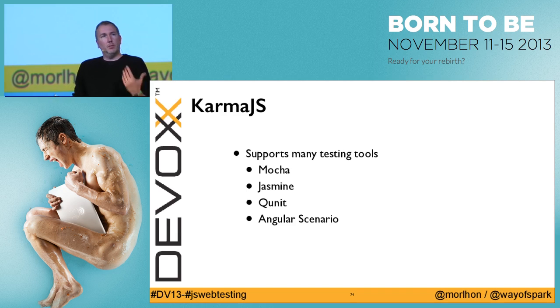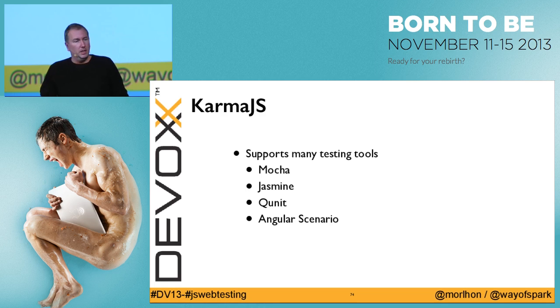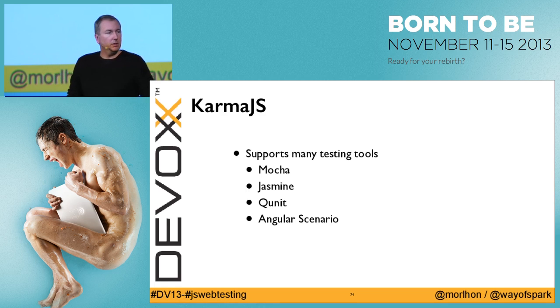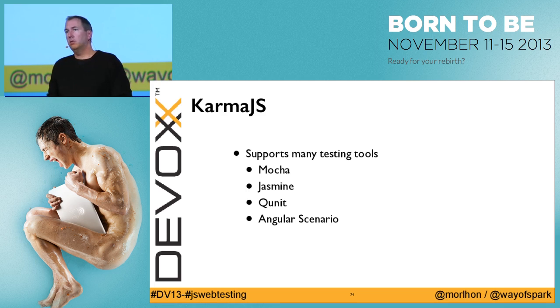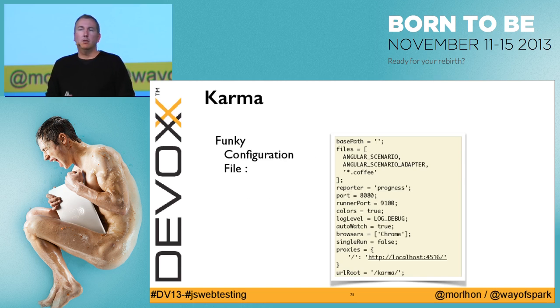So if I can make a parallel between those two kinds of suites and what you've seen before in this presentation, Mocha could be things like Sinon and QUnit, and Angular Scenario is more in the same category as what we've shown you at the start of the presentation, like Phantom.js, Casper, and Zombie.